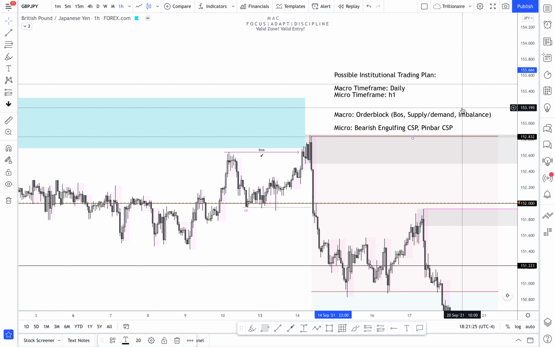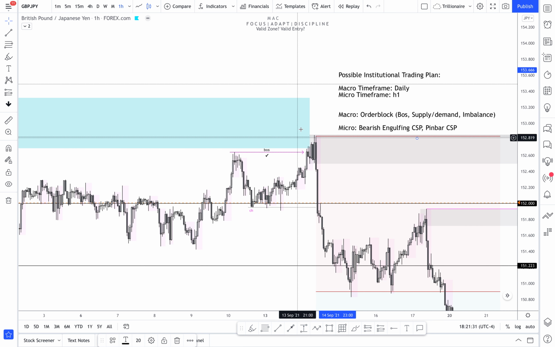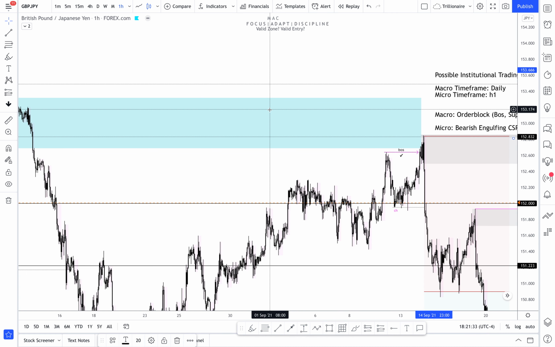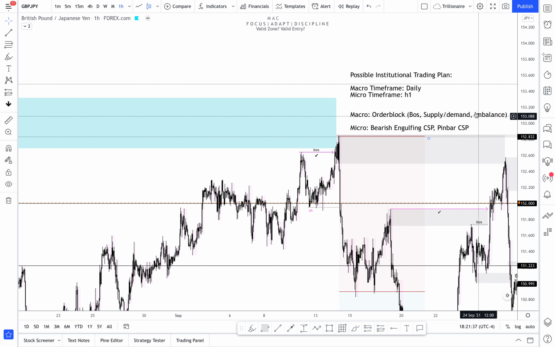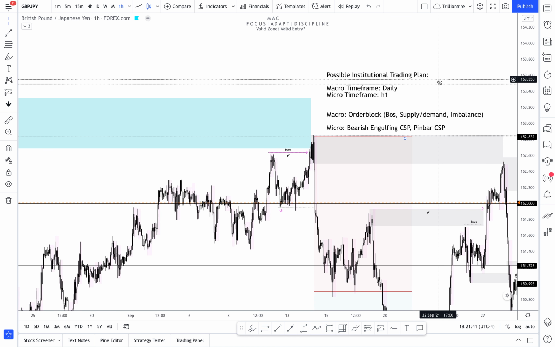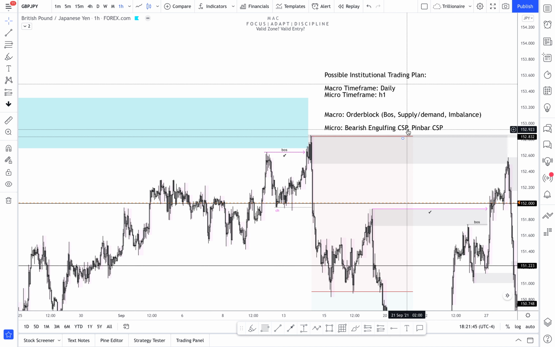All right, so we are here on the H1 time frame within our higher time frame macro zone. This is a valid order block based on the confluences that I gave you all. Break of structure, supply and demand was put into the market at that point, which created an imbalance, which is responsible for that break of structure. Should be in that order.